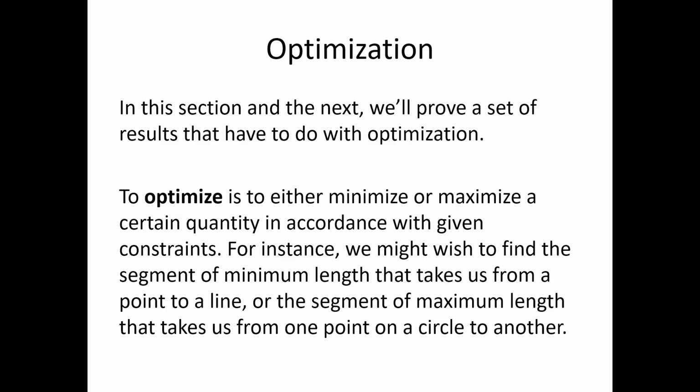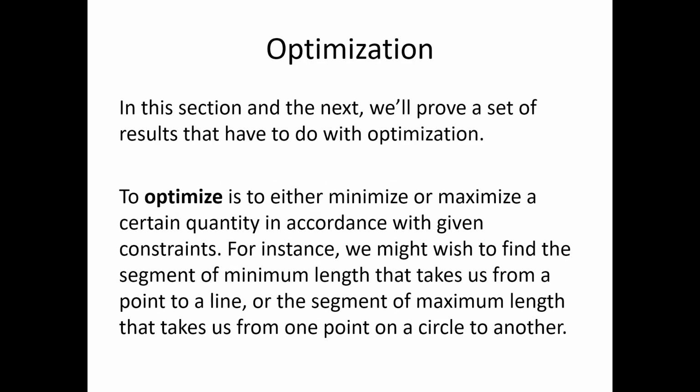Here's an example. We might wish to find the segment of minimum length that takes us from a point to a line. We'll actually consider that. Or perhaps the segment of maximum length that takes us from one point to another on a circle. If one is given a circle, then of course one can choose 2 points in that circle in many different ways and construct the segment between those 2 points, and it should seem obvious that you'll get segments of different lengths. And one might wish to maximize the length of that segment. That would be an example of an optimization problem.